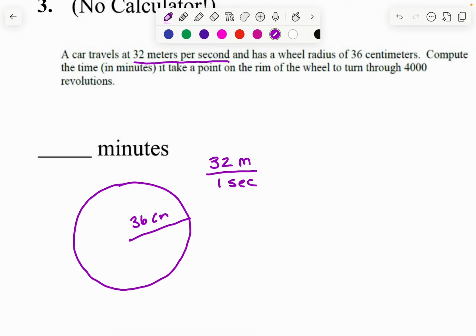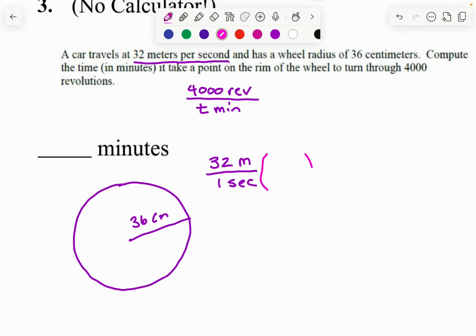All right, so now this question says compute the time in minutes it takes the point on the rim to turn through 400 revolutions. So we're looking for 4,000 revolutions per, we don't know how many minutes that takes, but we're basically trying to find what that t is. First of all, the linear speed's in seconds.